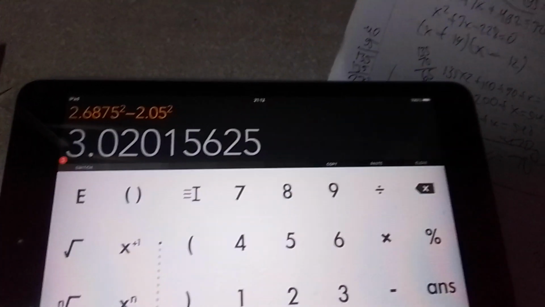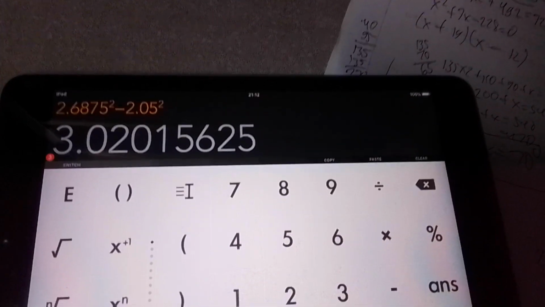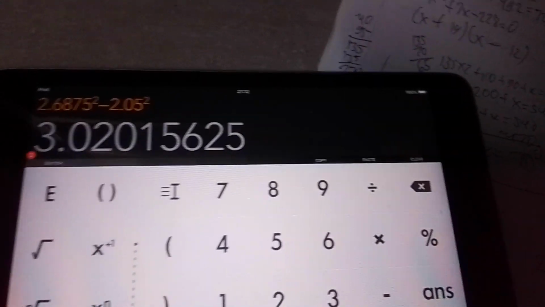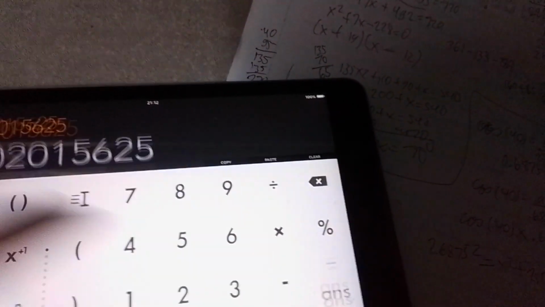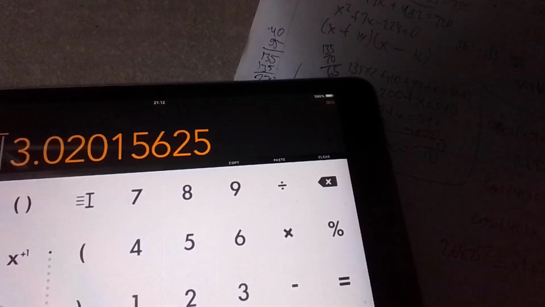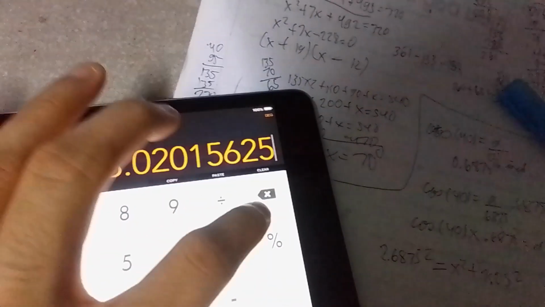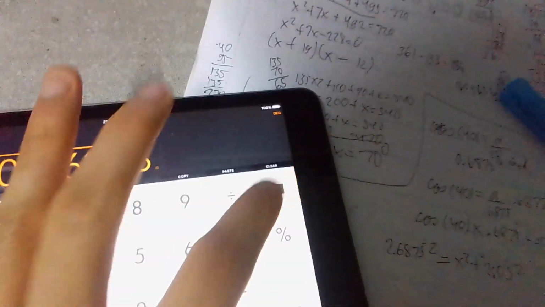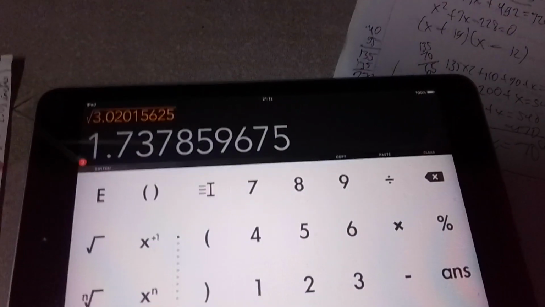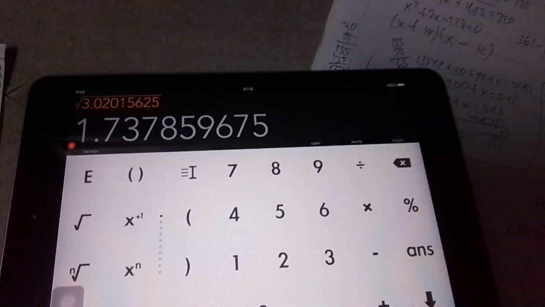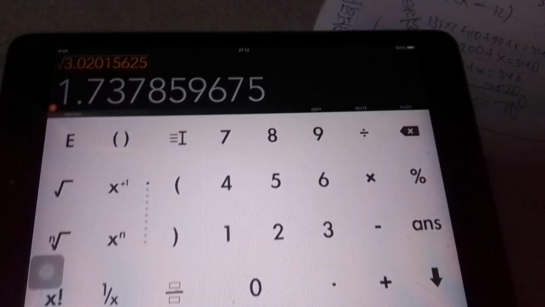Yan. We should get this answer of 3.02015625. And then, square root. Remember, we take the square root of this number. Then erase all the other excessive numbers. Take the square root. Tama. 1.73. Still the same. Alright? That's the one that we got in the rounded version.